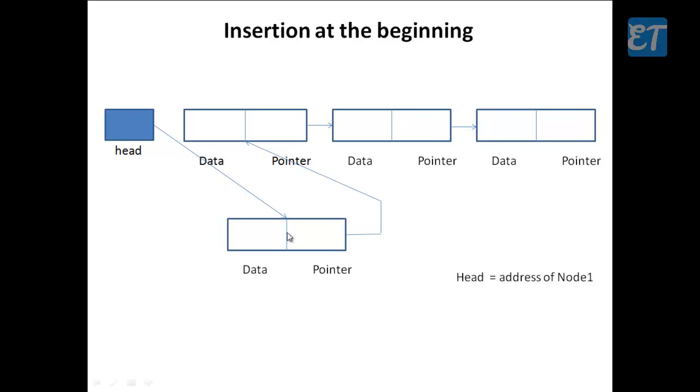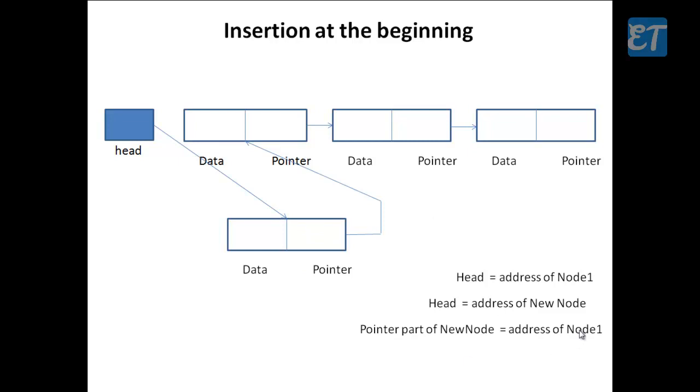Suppose we know that earlier head contains the address of the first node, node 1. Previously head contained the address of node 1, the first node. So what we did is assign the address of this new node to head. Then we assigned the address of the first node to the pointer part of the new node. But how can it be possible?